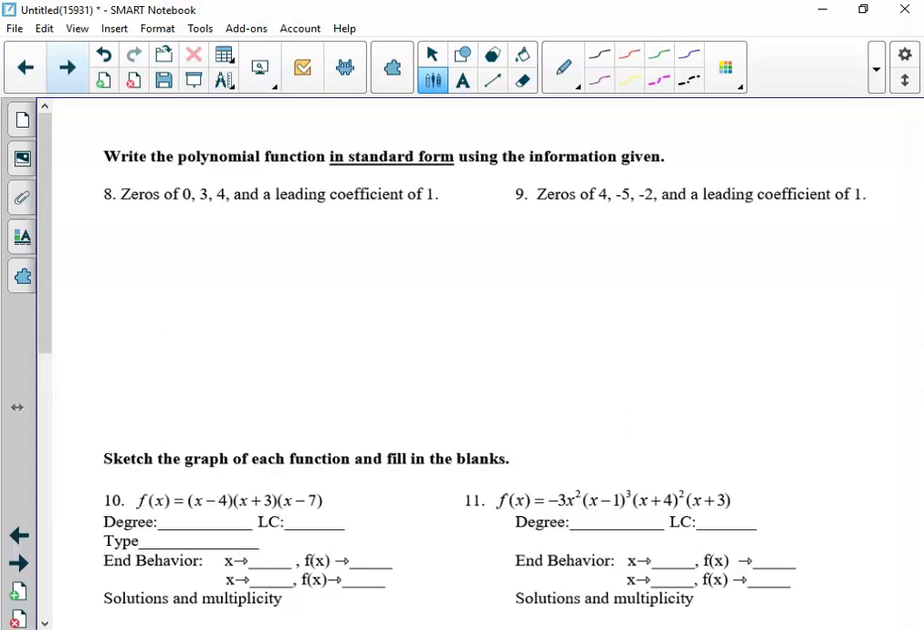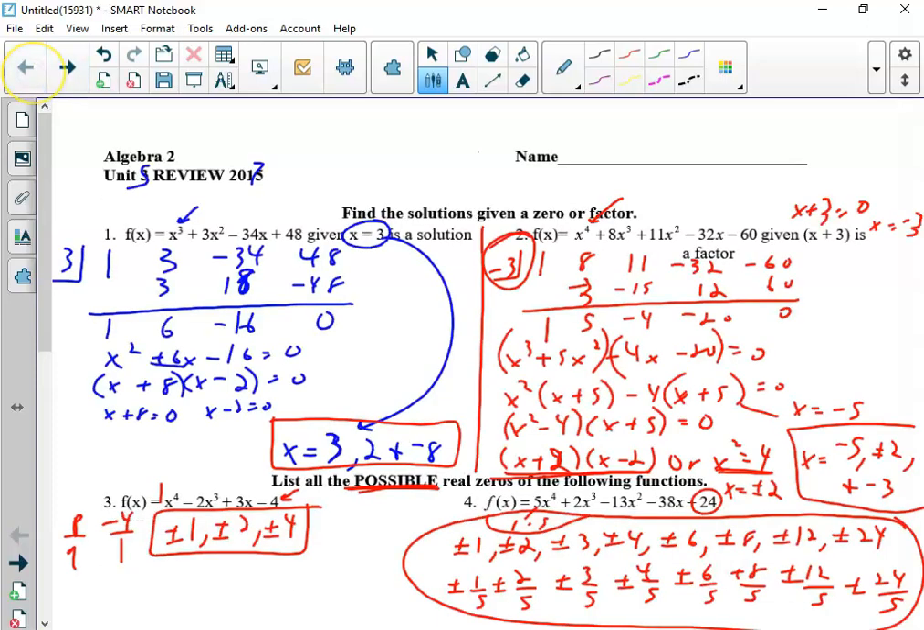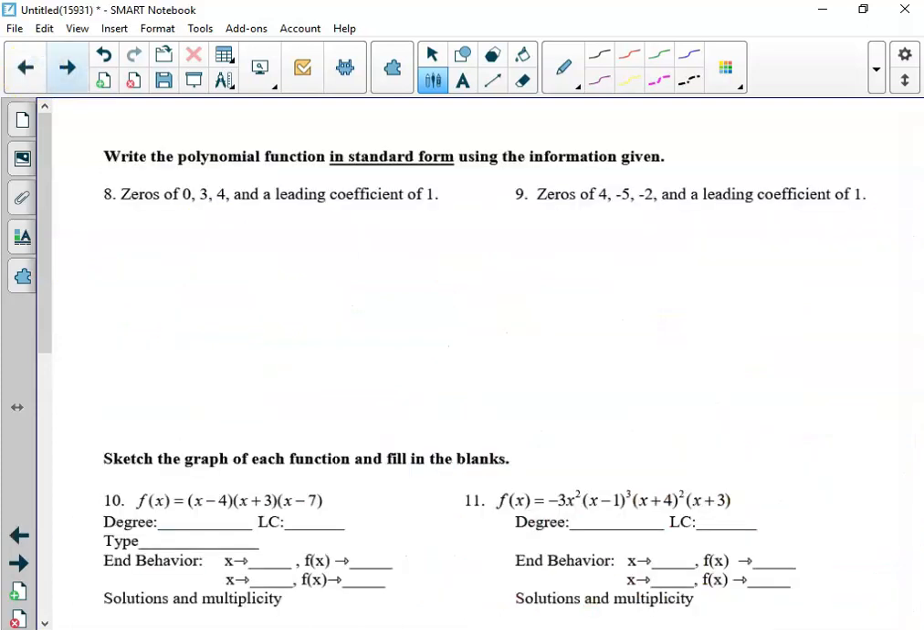Zeros of 0, 3, and 4. Well, if you go back here and think about how we knew that x plus 3 was negative 3, we use that same knowledge. For 3, we're going to have x minus 3, because if you set that equal to 0, you get a solution of 3. For positive 4, x minus 4. And for x of 0, all you need is quite simply an x. Now, I've seen a lot of people putting x plus 0 and x minus 0. You just need to put an x.